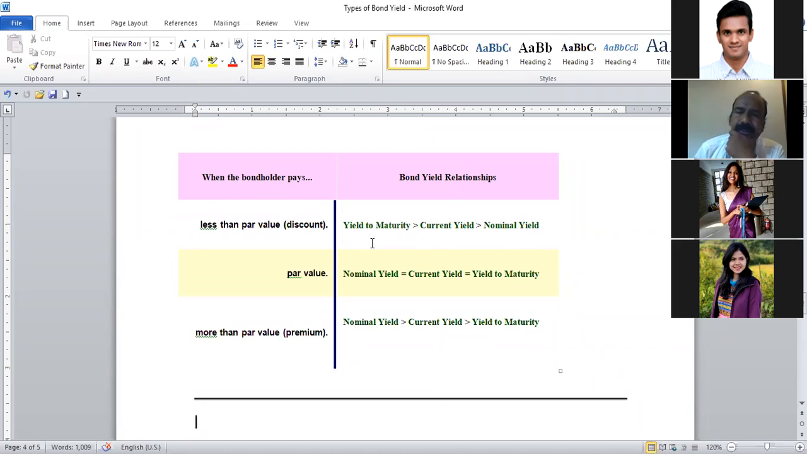This table, anybody who has got any doubt? Premium bond, discount bond. Discount bond, you are buying less. Yield will be greater. Premium bond, yield will be less. Price is more. When the price is more, yield will be less. Any clarification? Anybody?